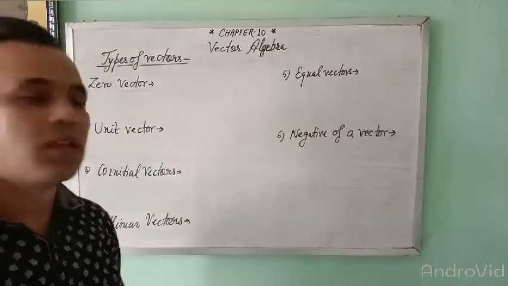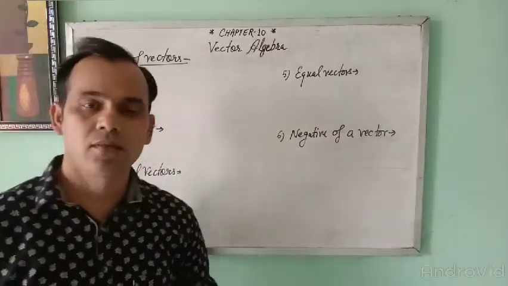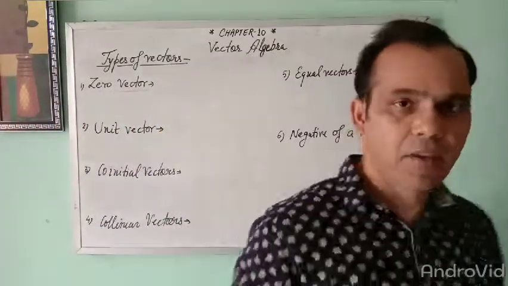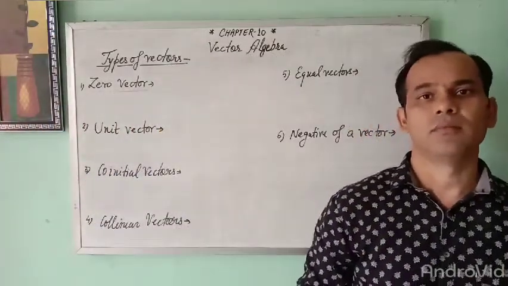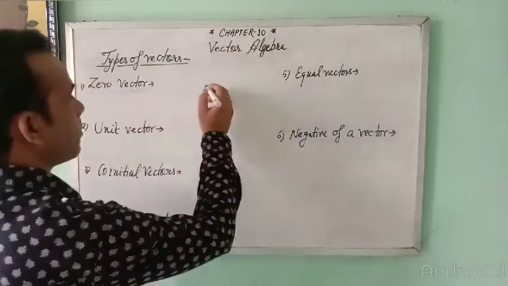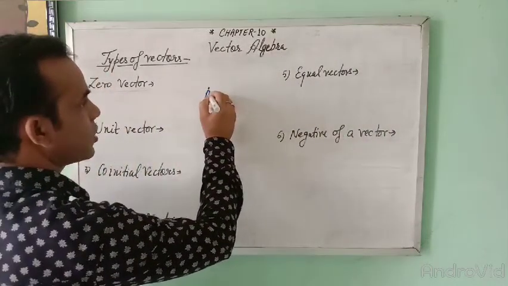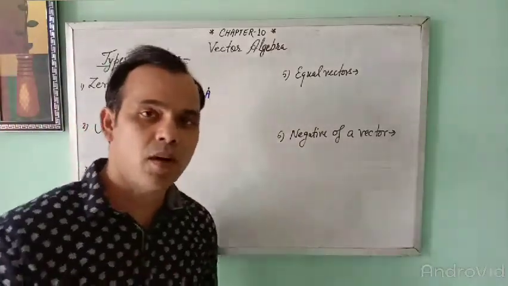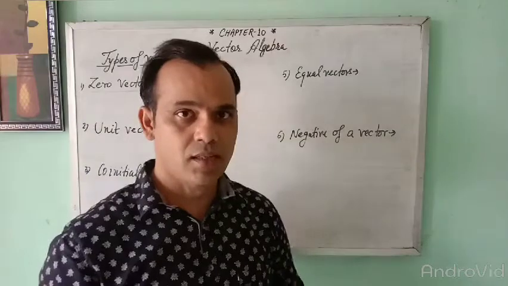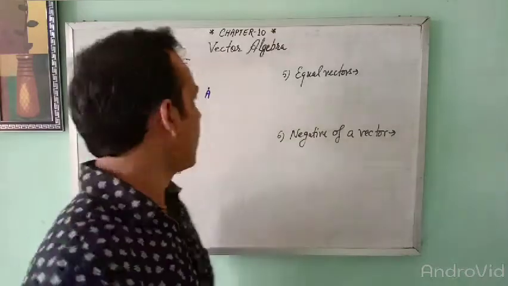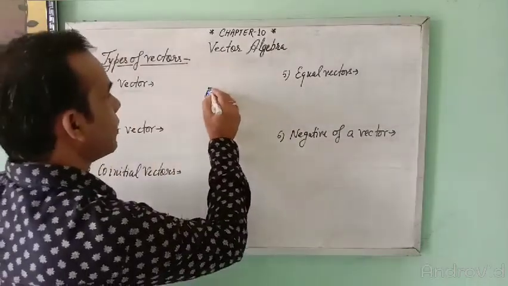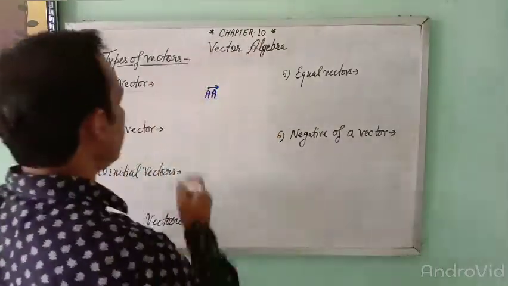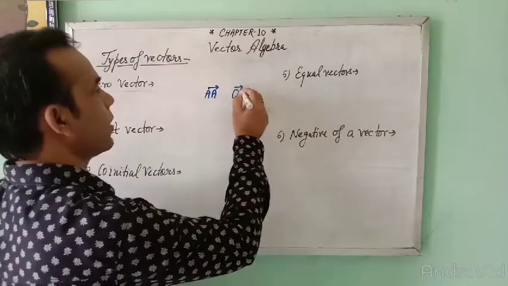Let's discuss now the different types of vectors. First, the zero vector. A vector that has no magnitude. Suppose the initial point is A and the terminal point is the same A, meaning both points coincide, then we can write the vector AA. So this vector AA will be the zero vector, or it may also be represented as the zero vector.